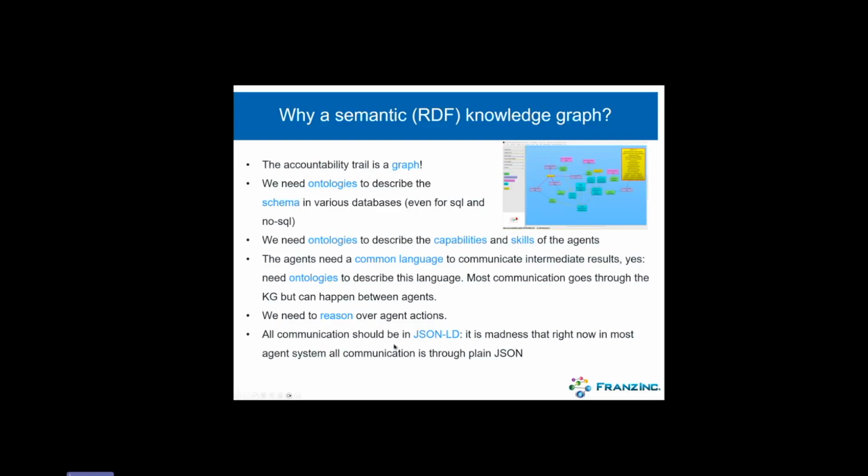And then finally, all communication should be in JSON-LD. It's absolute total madness that right now in all agent systems you have only JSON flying around, but not JSON with only two little additions. One is, what is the type of this JSON object? And what is the identity of the JSON object? If you add that to your JSON, everything becomes easier. And JSON-LD is just the RDF version of JSON. JSON-LD can be very easily translated into RDF triples.